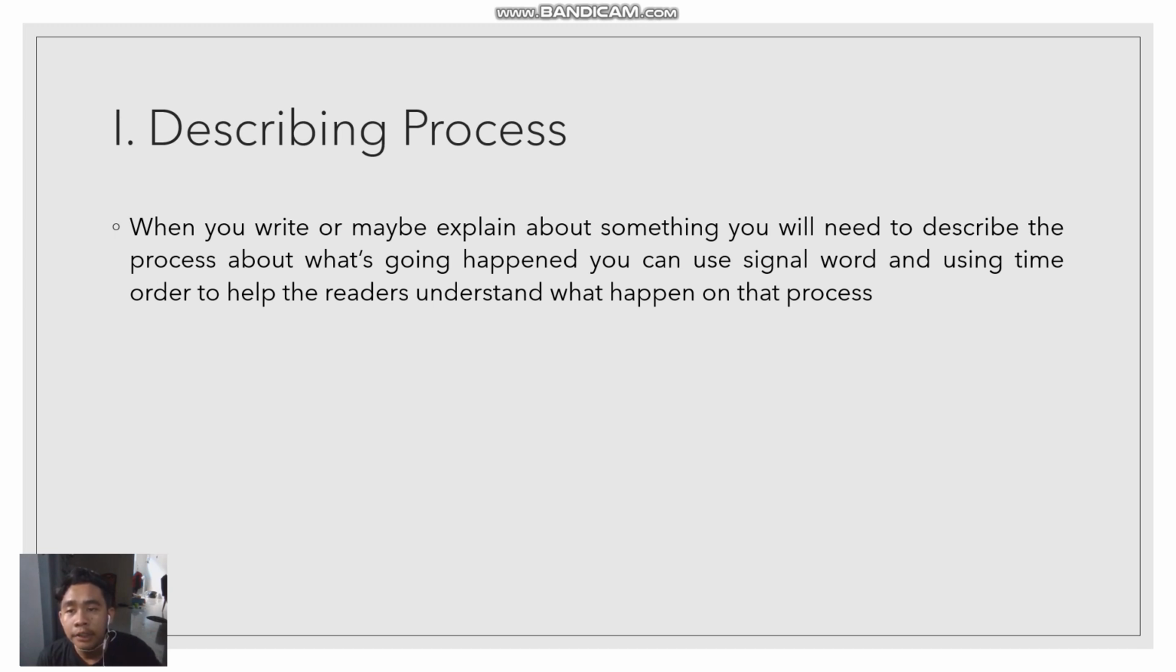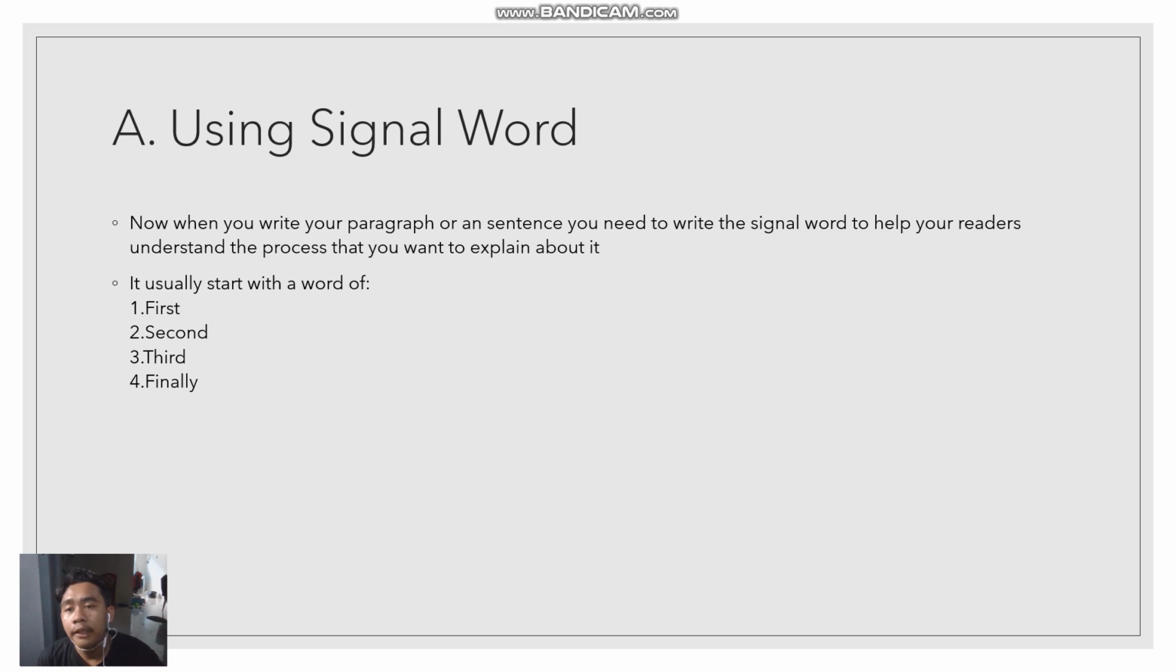Number one, describing process. When you read or explain about something, you will need to describe the process of what is going to happen. You can use signal words and time order to help the reader understand what happened in that process. A. Using signal word.